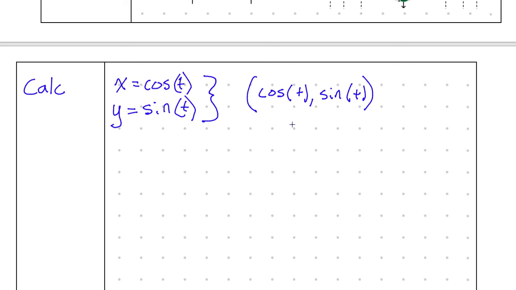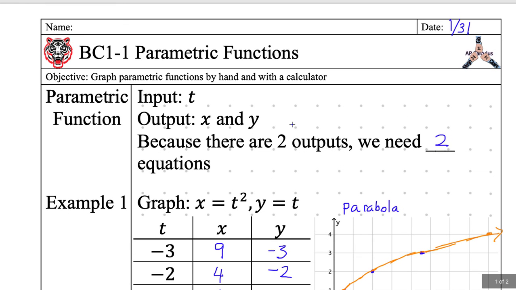All right, that concludes our first BC Calculus Lesson 1-1. Give me a fist of 5. How well can you do our objective today? How well can you graph these both by hand and on the calculator?